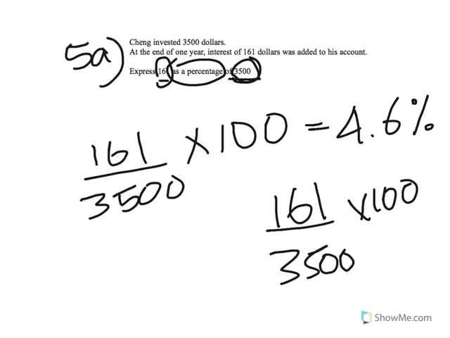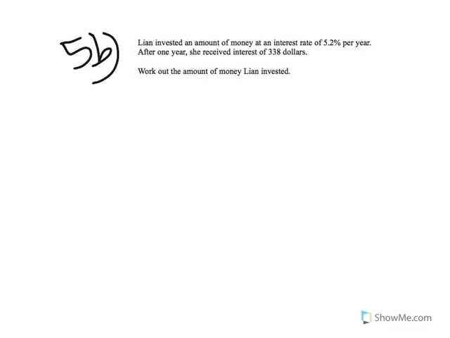So it says in 5b that Liam invested an amount of money, we'll call it X, at an interest rate of 5.2% per year. After 1 year, she received, Leanne, she received interest of $338. So interest is nothing but like a kind of percentage. When you go to a bank, it's like a percentage added on to your original amount you invested.